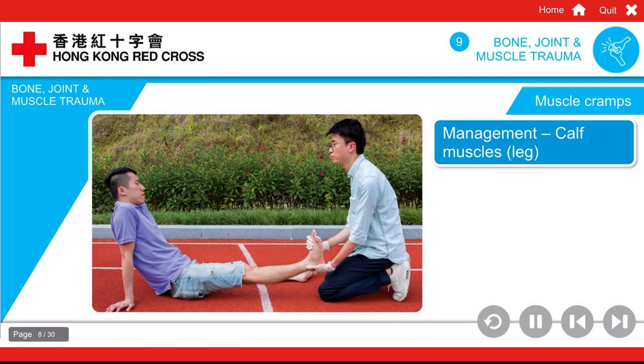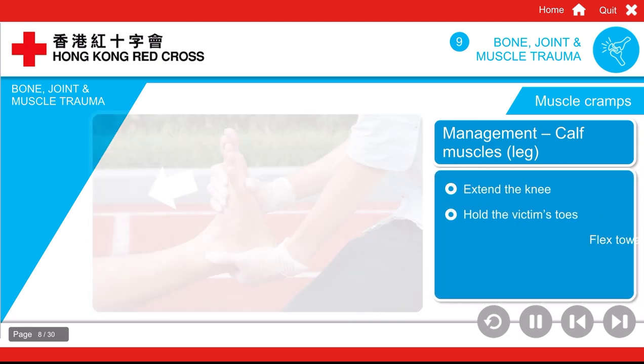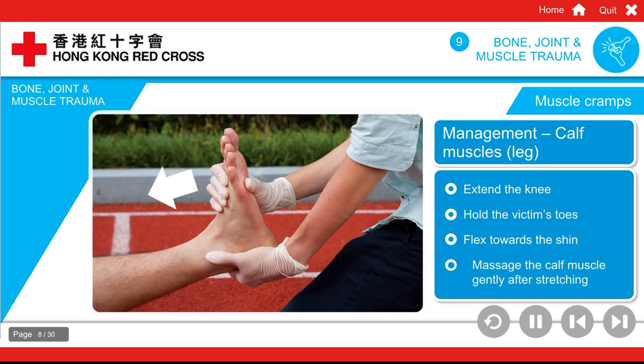If the victim has cramping of calf muscles, assist the victim to sit down on the floor or bed. Extend the knee, hold the victim's toes and flex towards his or her shin. Massage the calf muscle gently after stretching.